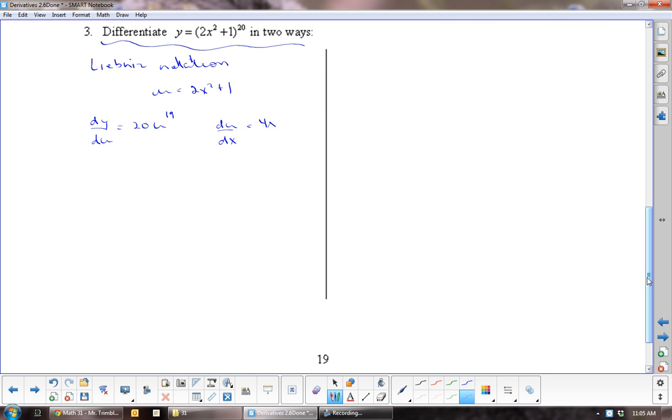Now this way is not very intuitive, but I just want you to see it. When you get to university, that's the stuff that gets more confusing to students. They're like, what? Why are they writing it that way? It's basically to make it much more complicated. So dy over dx equals dy over du times du over dx. So now all you do is substitute.